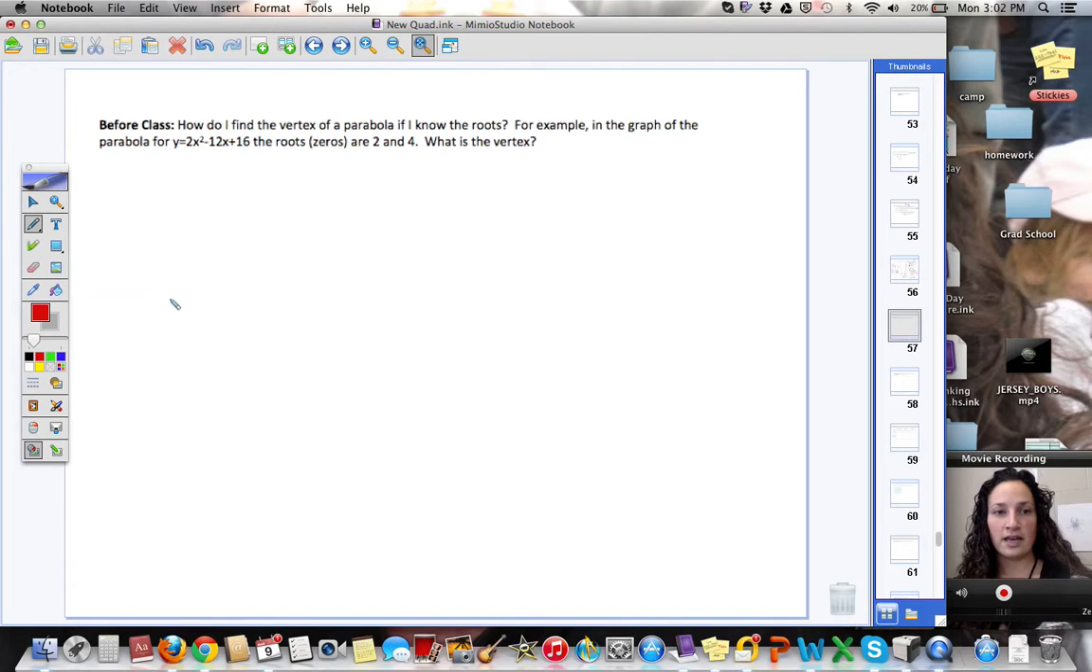So before class, find the parabola if you know the roots. For example, in the graph, the roots are 2 and 4. So how could you figure out the vertex? If you looked at that, 1, 2, 3, 4, 5, 6, we know it's 2 and 4, right? It looks like this. Well, that's really bad. How could I figure out what that vertex is? How could I figure that out?